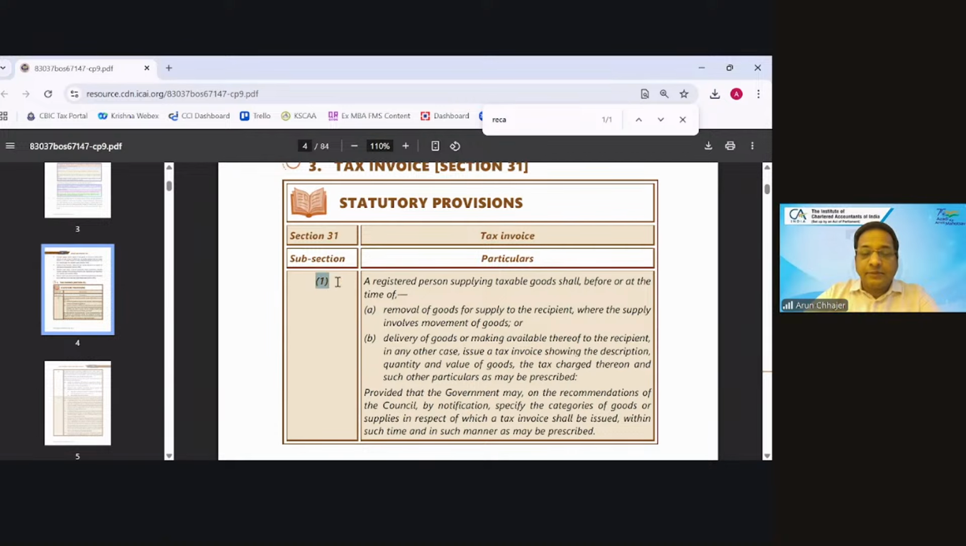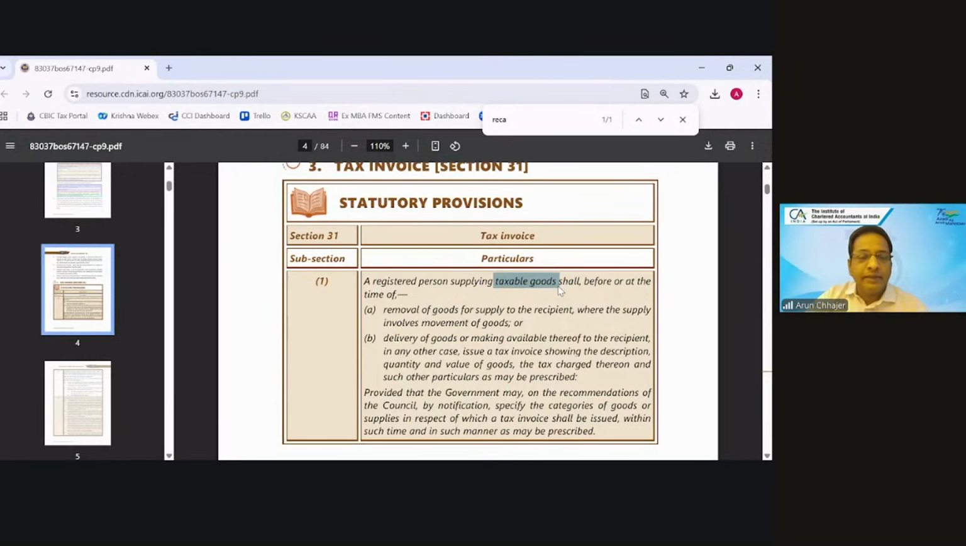So Section 31 subsection 1 talks about when the registered person is required to issue the tax invoice. Because the word is "before." So 31.1 is talking about supply of goods. 31.1 is talking about goods. And a point to be noted, it is taxable goods. Meaning thereby, if the goods are exempted, then we are not required to issue the tax invoice.